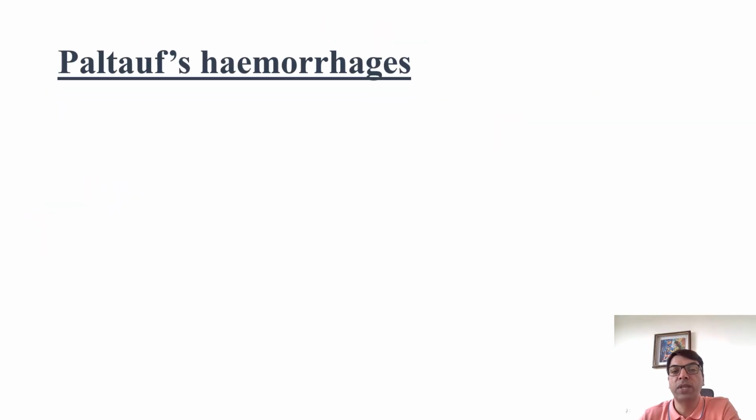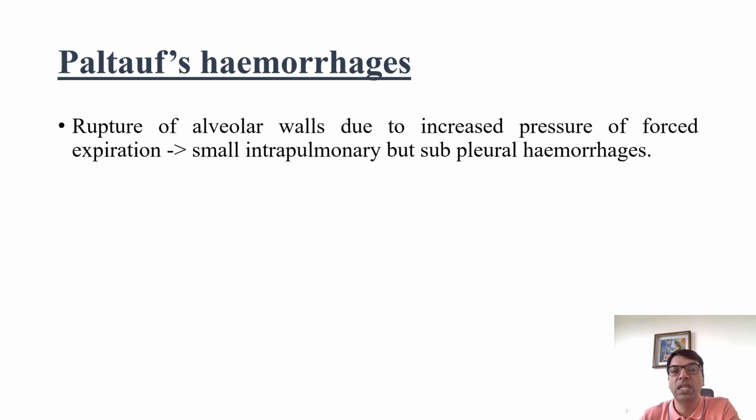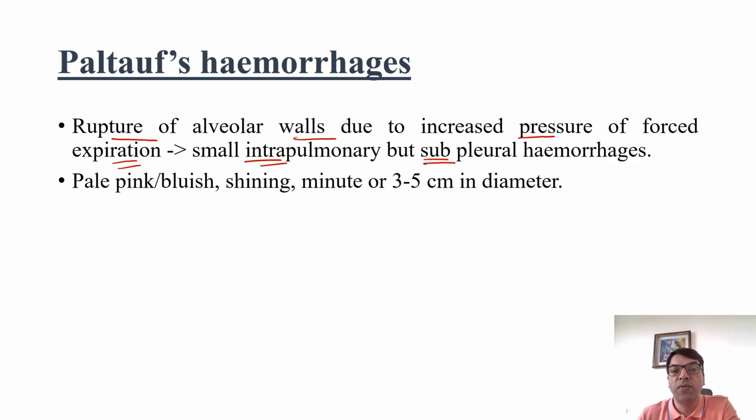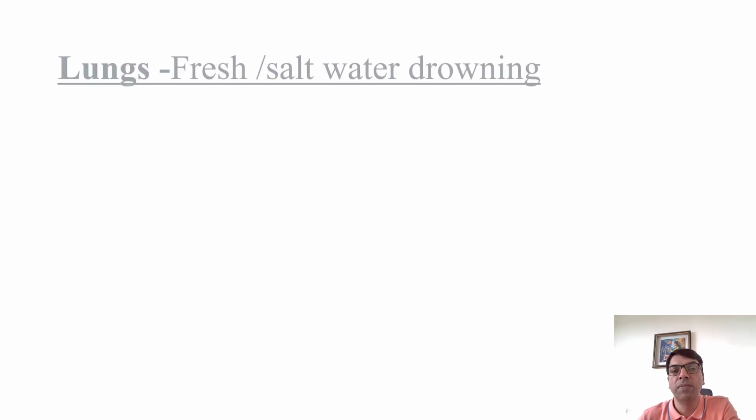We also see Paltauf's hemorrhages in drowning. And what are these? These are because of rupture of alveolar walls due to increased pressure of forced expiration. As we already saw, there are attempts of forced expiration which lead to rupture of alveolar walls. Hence, small intrapulmonary subpleural hemorrhages, which may be around 3 to 5 centimeter in diameter, and they are pale pink or bluish in nature.